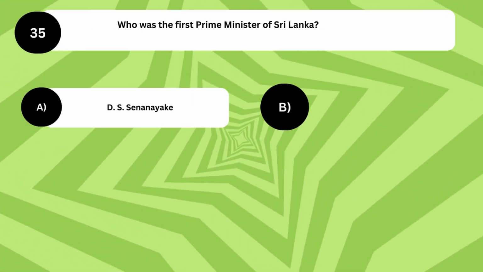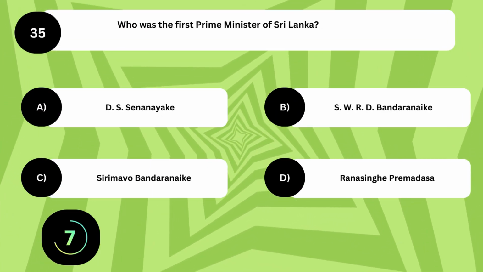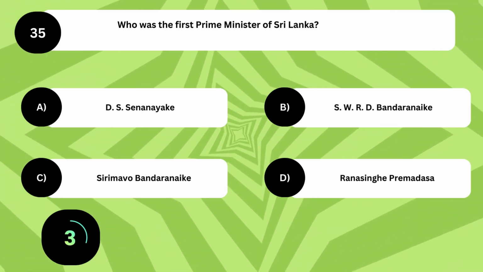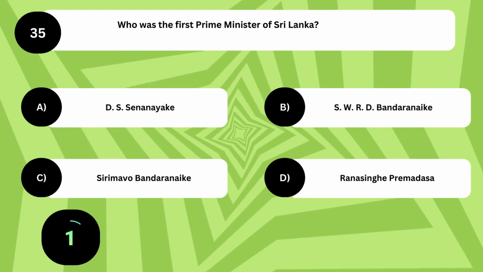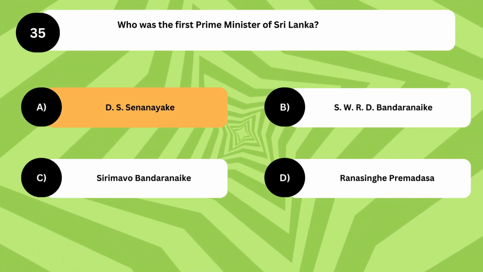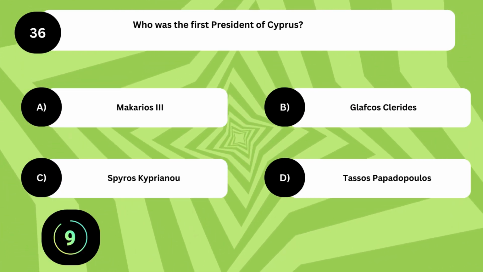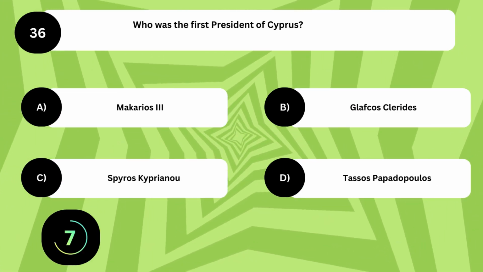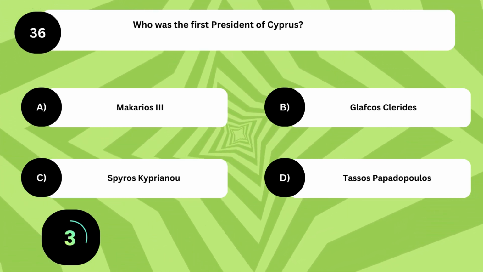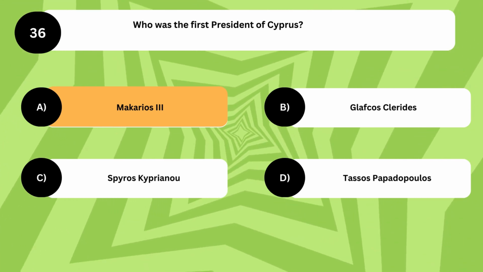Who was the first Prime Minister of Sri Lanka? The answer is D.S. Senanayake. Who was the first President of Cyprus? The answer is A. Makarios III.